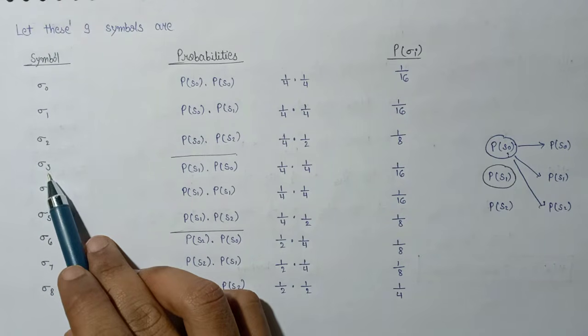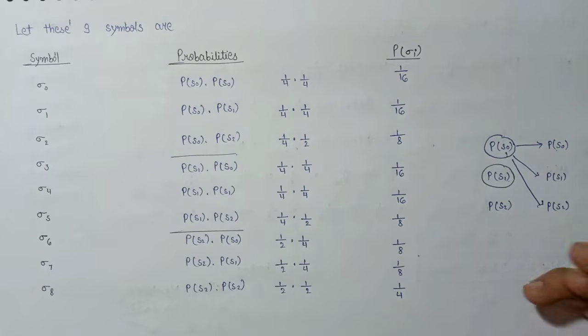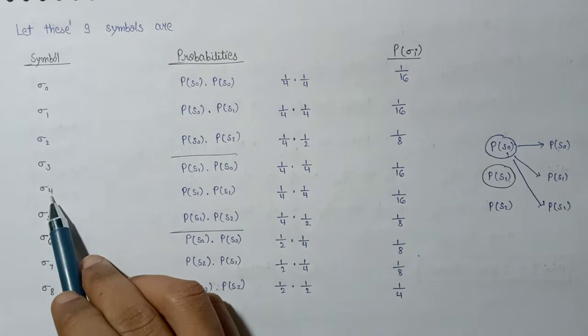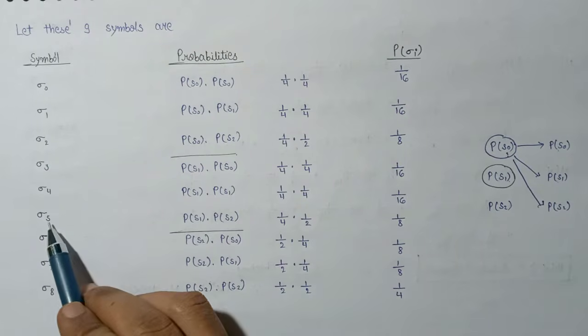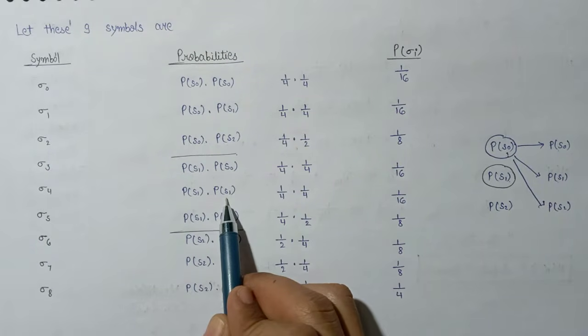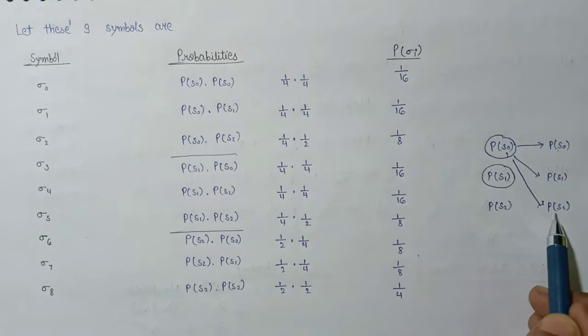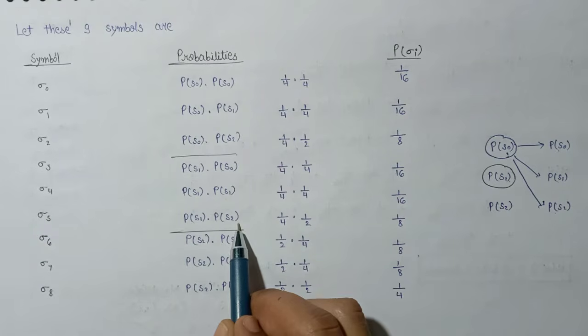So the probability of occurrence of sigma 3 will be P(s1) into P(s0). So here is P(s1) into P(s0). Similarly for sigma 4 it will be P(s1) into P(s1). So here is P(s1) into P(s1). For sigma 5 it should be P(s1) into P(s2). So it is P(s1) into P(s2).